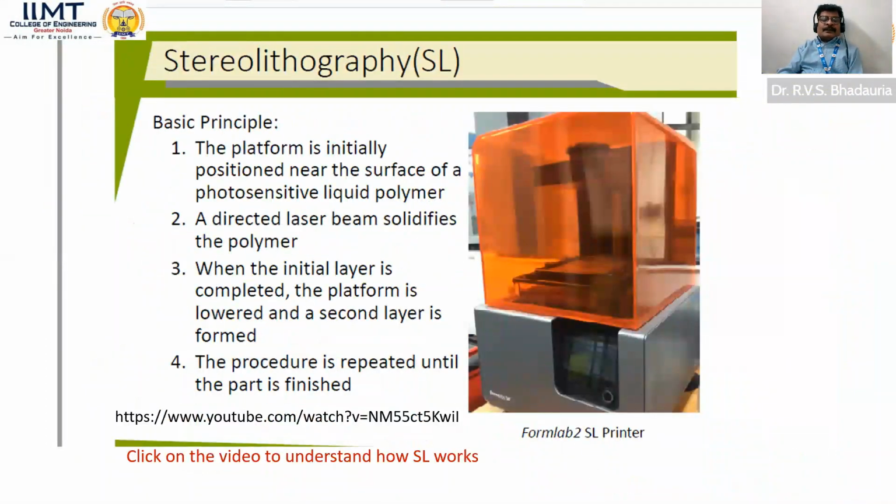Now we'll discuss stereolithography. Formlabs Form 2 SL printer, you can see in this slide. The basic principle: the platform is initially positioned near the surface of the photosensitive liquid polymer. A directed laser beam solidifies the polymer. When the initial layer is completed, the platform is lowered and the second layer is formed. The procedure is repeated until the part is finished.